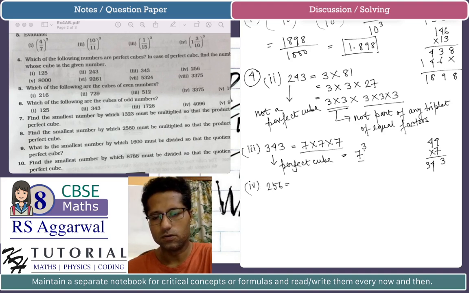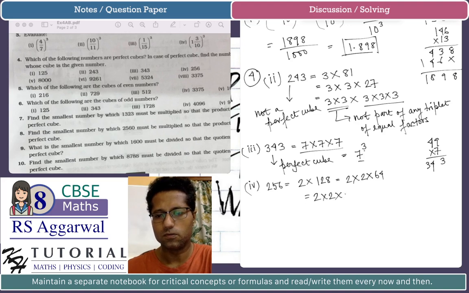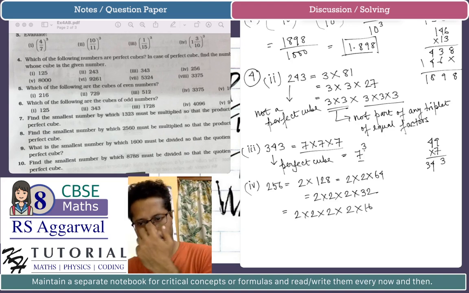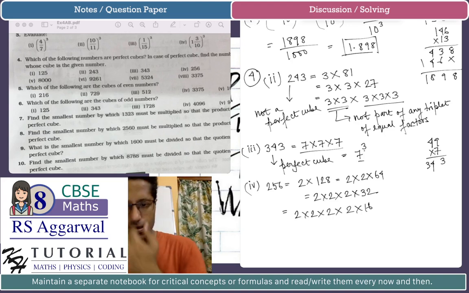256 is equal to 2... How many 2's will be there? 2 into 128. This is equal to 2 into 2 into 64. This is equal to 2 into 2 into 2 into 32. This is equal to 2 into 2 into 2 into 2 into 16 into 16.